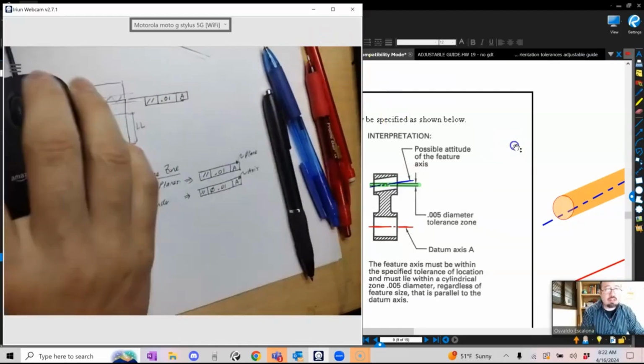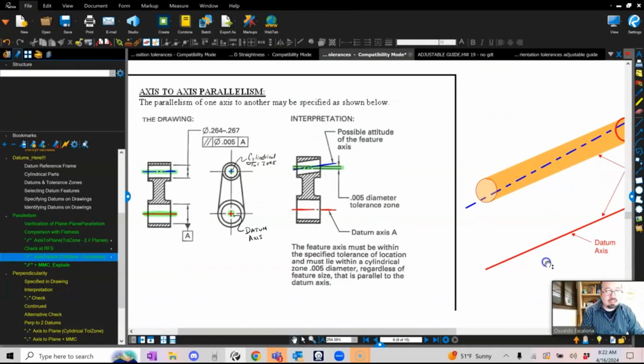And if you guys were to look at this in a graphical representation, this is the axis, the feature of size. You guys can see it. This is the diameter. That's the datum. So a feature of size, which is represented by an axis, and I'm controlling another feature of size, another axis. My axis gets to live within the cylinder. You guys can see the cylinder diameter. Axis to axis parallelism: parallelism of one axis to another may be specified as shown. The feature axis must be within the specified tolerance of location and must lie within the cylindrical zone of 0.005 diameter, regardless of the feature size, that is parallel to the datum axis. So again, this cylinder is parallel to this axis.